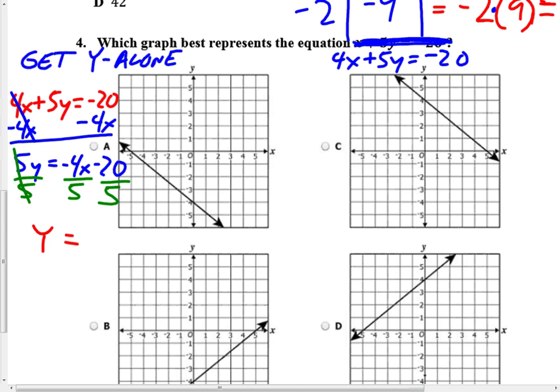This goes away. On the other side, I've got negative 4/5 x minus 4. Some of you are not using that information to your benefit. What is being shown to me here? What are these two things? The slope and the y-intercept. So over here, write down negative slope.